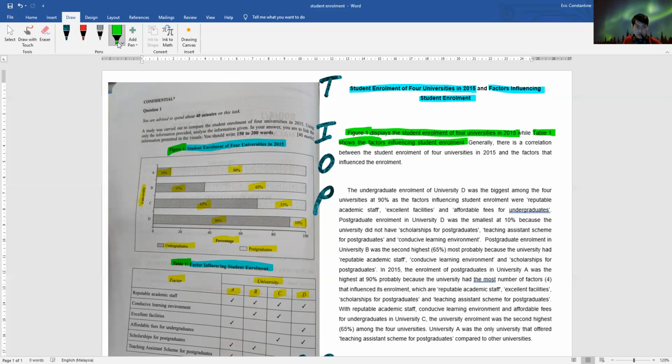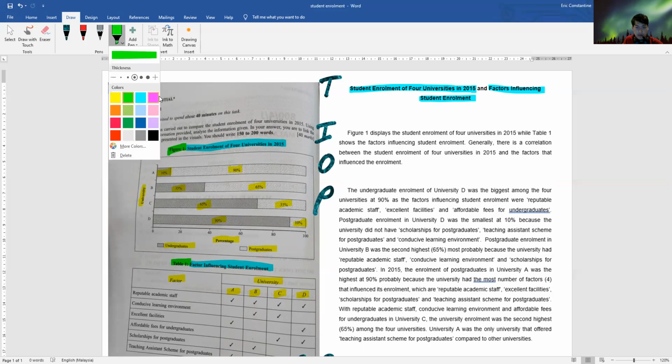Now, I just need you to pay attention to the words. Okay, I just remove this one here. I just use back the green color. Just to remind all of you, this one here is taken directly from here, and then table 1 is taken directly from this one here.